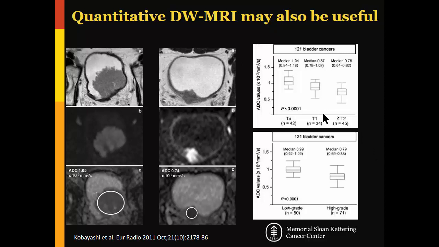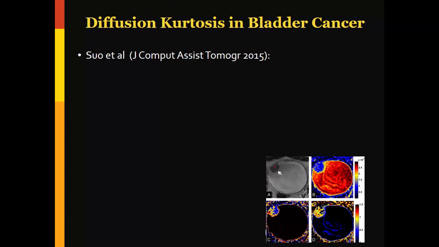Note that one of the main problems when it comes to trying to apply these concepts into practice is that even though there's a statistically significant difference in the means of the ADCs between the different stages and grades, there's still a lot of overlap, so that at this stage it's impossible to establish a threshold above or below which you can call it one stage or another. So significant trends, significant associations, but still quite some way to go before this can be used routinely for clinical purposes.